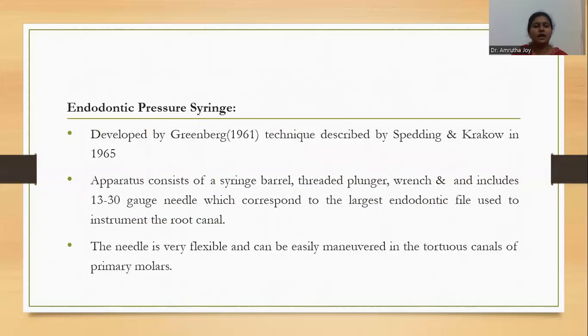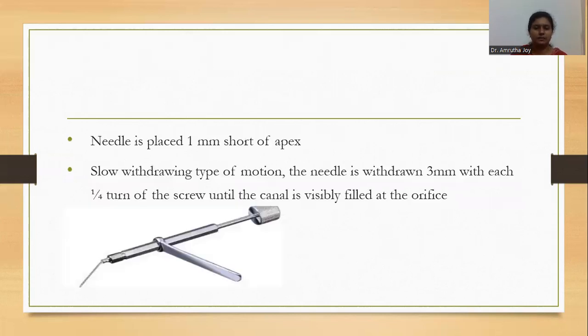Another method is using the endodontic pressure syringe. It was developed by Greenberg in 1961 and described by Spedding and Karpov in 1965. It consists of a syringe barrel, threaded plunger, wrench, and it includes a 30 gauge needle. This corresponds to the largest endodontic file used in the root canal. The needle is very flexible and can be easily used in the tortuous canals of primary molars. This is the endodontic pressure syringe.